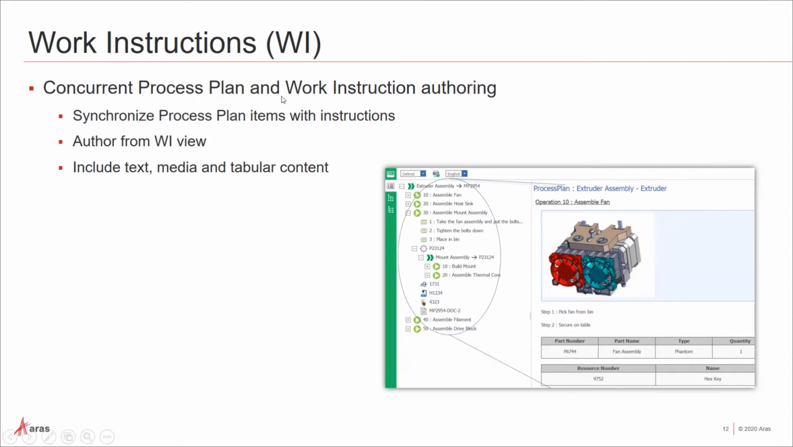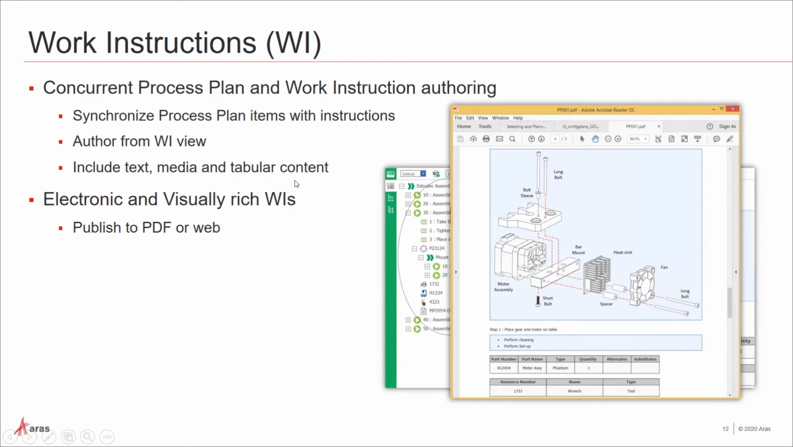So as we're building the process plan, we can currently be authoring work instructions, which are textual and graphical information for the end user or the assembler on the shop floor. These can include text, media, and tabular content, which all gets developed automatically as you drag and drop different components in. Once we're done, we can create these visually rich work instructions and then publish them to a PDF or to a web format.